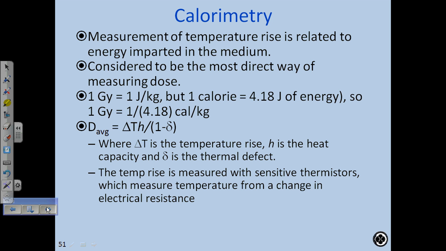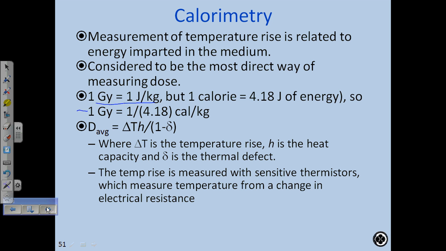1 calorie is 4.18 joules of energy. So 1 gray is 1 over 4.18 calories per kilogram. So we can convert calories and we can measure calories. The average dose to the calorimeter is a simple formula. Delta T is the temperature rise within the calorimeter, H is the heat capacity of the device, and delta is the thermal defect.